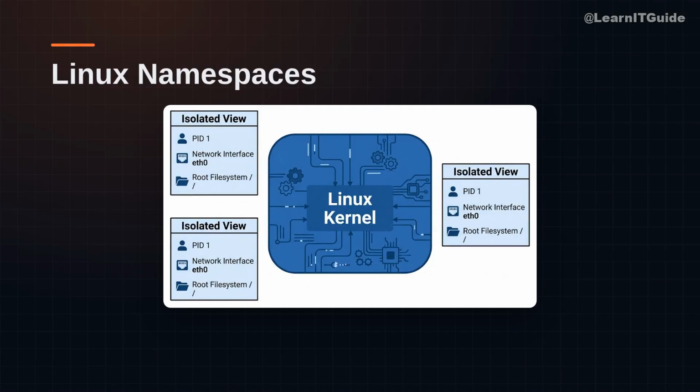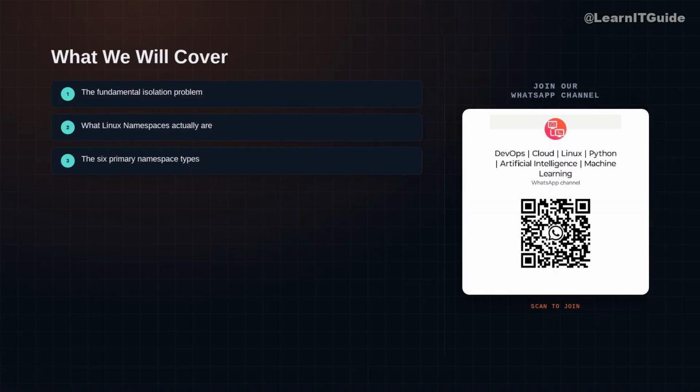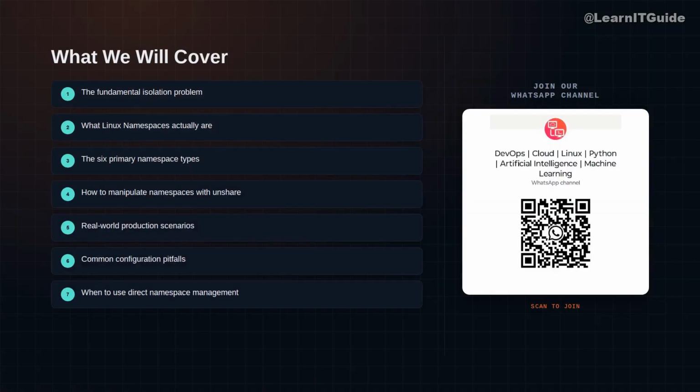Let us dive into the core isolation engine of the Linux kernel. Specifically, we will look at the fundamental isolation problem, what Linux namespaces actually are, and the 6 primary namespace types. We will also cover how to manipulate namespaces with the Unshare command, look at real-world production scenarios, discuss common configuration pitfalls, and decide when you should use direct namespace management. These are the topics we are going to cover in this video, so do not skip ahead. Watch all the way through to actually understand this properly.